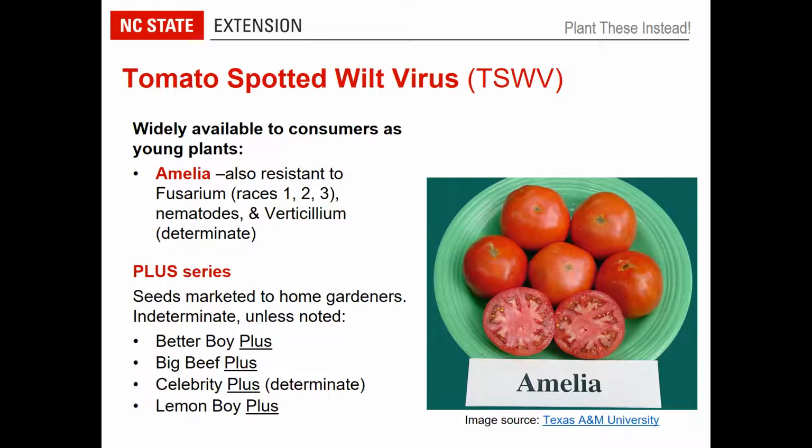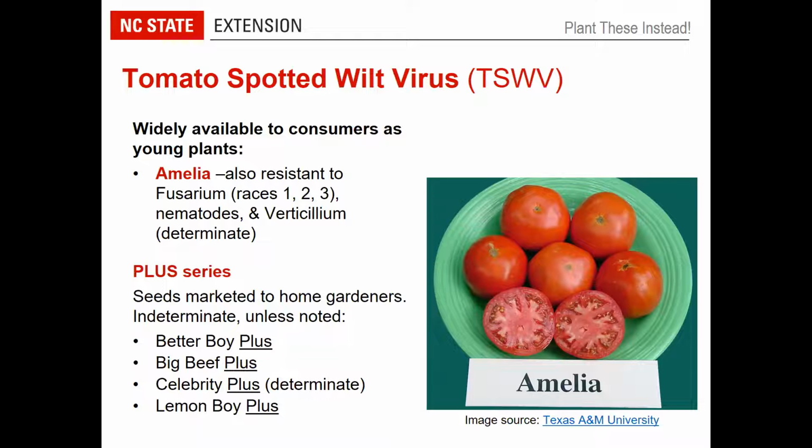So you want to make sure the plus is there. The plus indicates it's got the tomato spotted wilt virus resistance. So if you just buy regular Better Boy seed or regular Celebrity seed or plants, you're not going to get the resistance. You've got to have the plus. And one thing that really shows these are marketed to home gardeners, not only the names they're using, but they're indeterminate varieties.